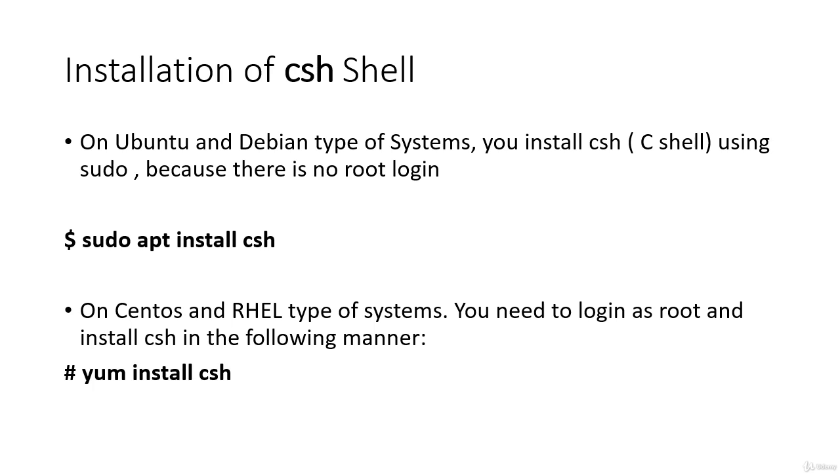Installation of CSH. To install the CSH shell, enter the following command, logging into existing shell bash or ksh: sudo apt install csh. Note, this command is for the Ubuntu operating system. In CentOS, the command to install the C shell is yum install csh. You must also log in as root.